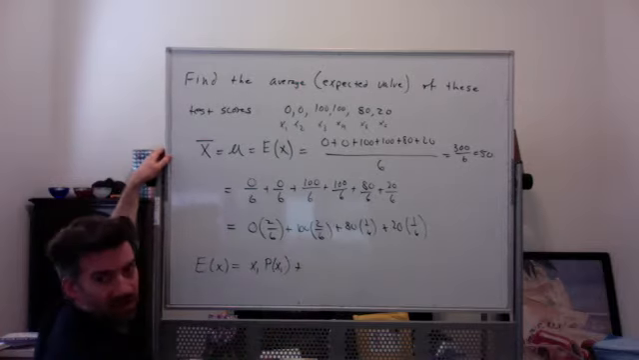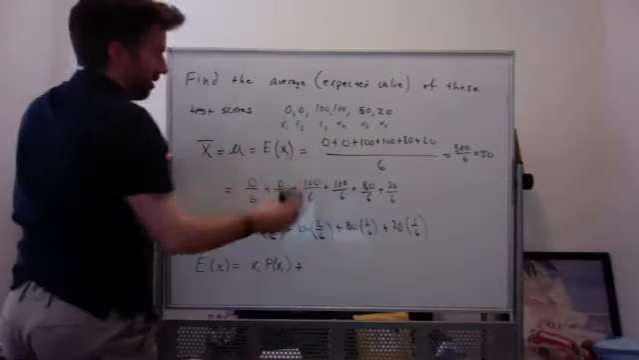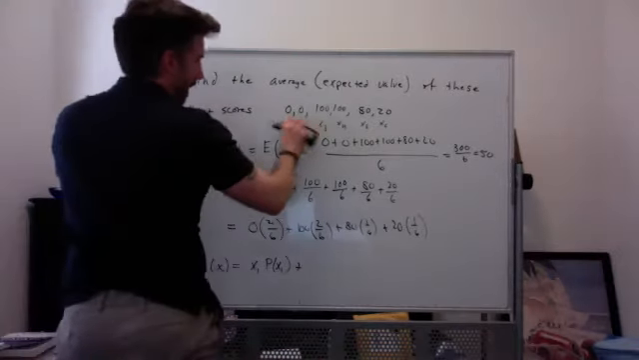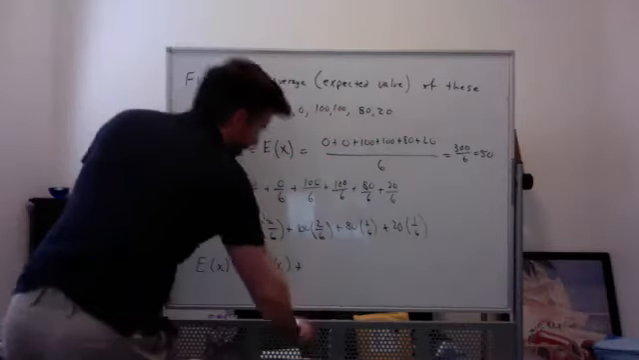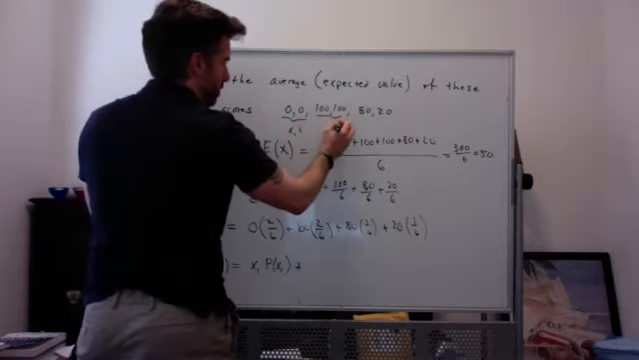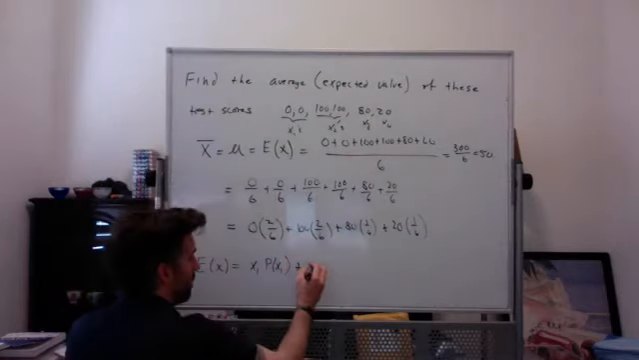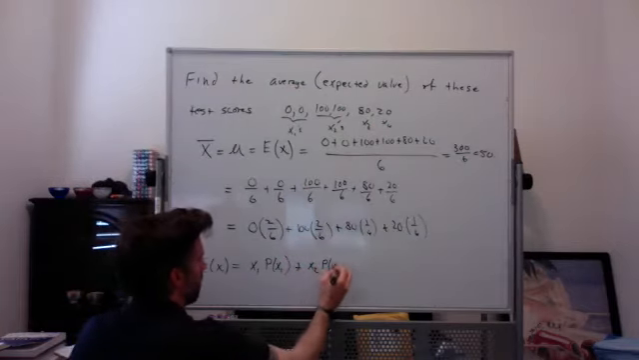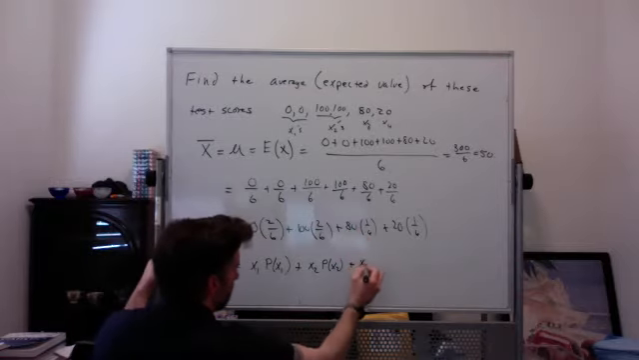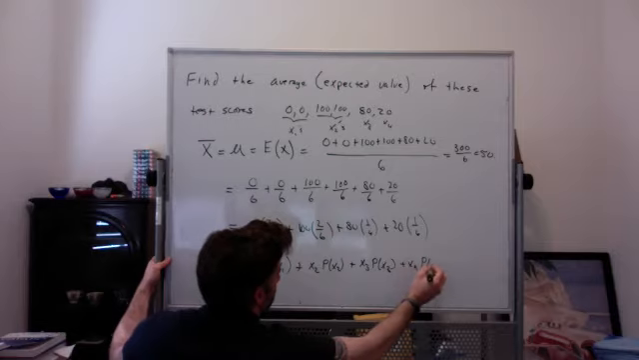Sorry, my notation got a little bit wonky here. Since these are the same, I should be calling both of these x1s, both of these x2s, x3 and x4. So it's x1 times the probability of x1, plus x2 times the probability of x2, plus x3 times the probability of x3, plus x4 times the probability of x4.